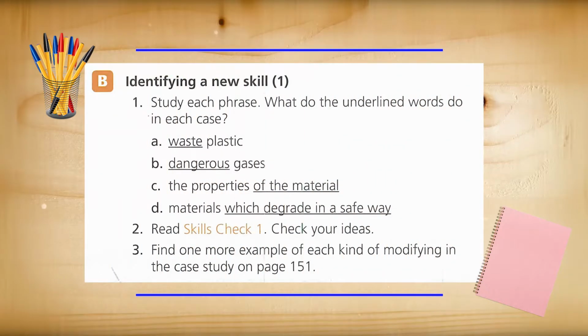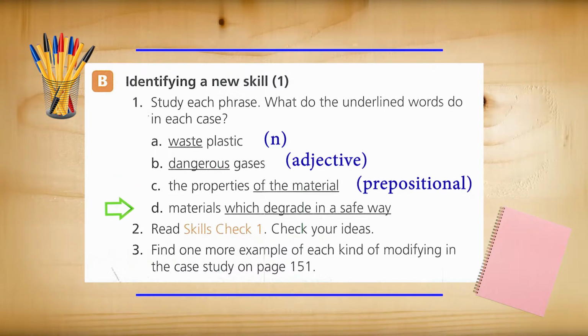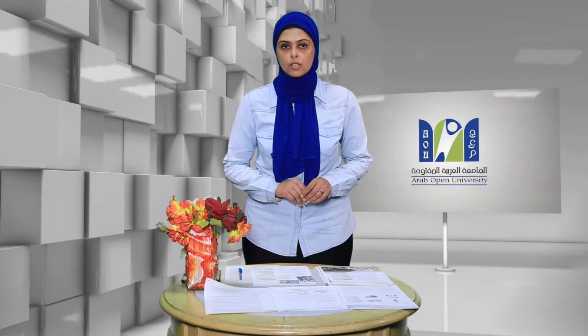Now, let's go to 4 points on the screen to check the skills check. Now you will be having 4 points on the screen. Let's check them together. A. Waste plastic. Noun plus noun. B. Dangerous gases. Adjective plus noun. C. The properties of the material. Prepositional phrase. D. Materials which degrade in a safe way. A relative clause.